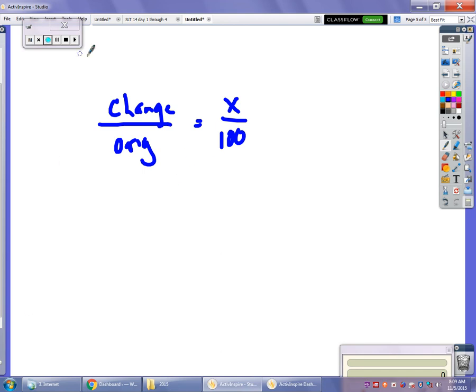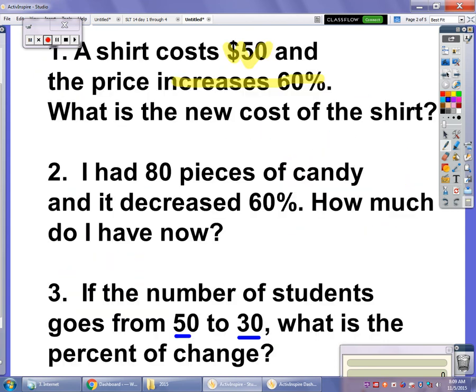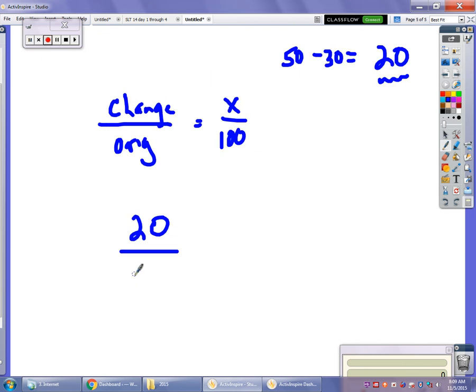So the change here, if the students went from 50 to 30, the change would be 20. You just subtract the bigger minus the smaller. It went down or up 20. Well, we know in this case it went down 20. So the change is 20. The original was what we started with, and if you look back at the problem, we started at 50 students. So 20 over 50 equals x over 100.